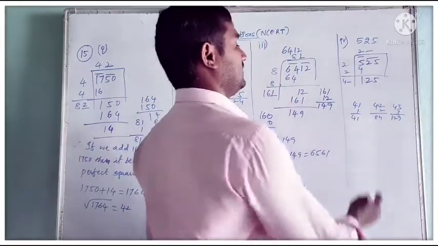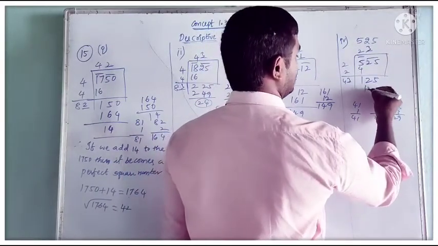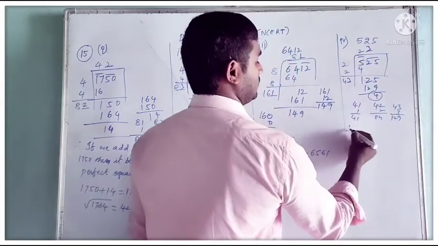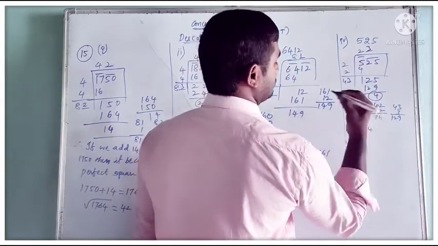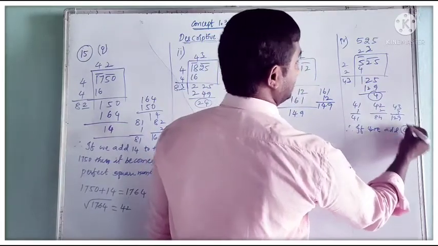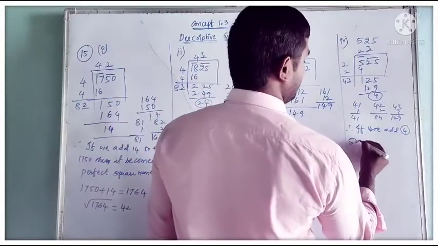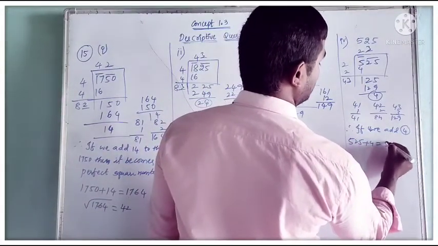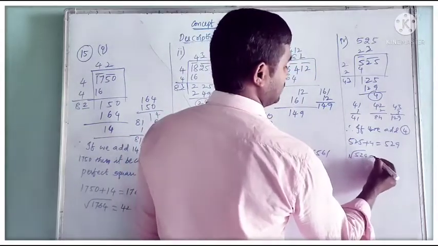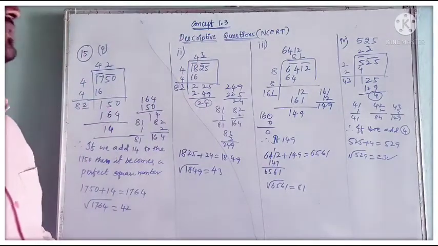So the very next number greater than that is 129, into 3. So 129 minus 125 is 4. Therefore, if we add 4 to the given number, it becomes a perfect square. If you add 4 to 525, it becomes 529. The square root of 529 is equal to 23. Likewise, we are going to find.